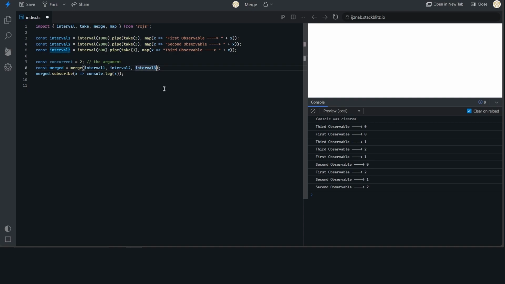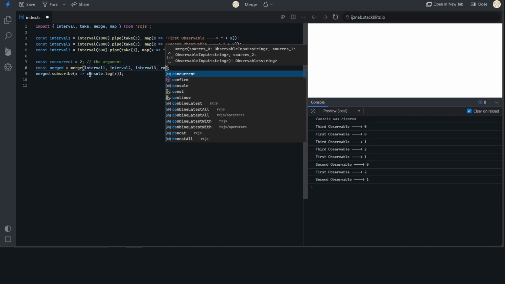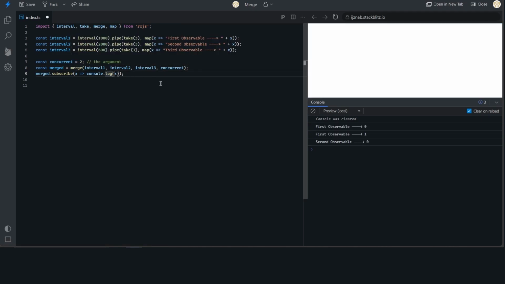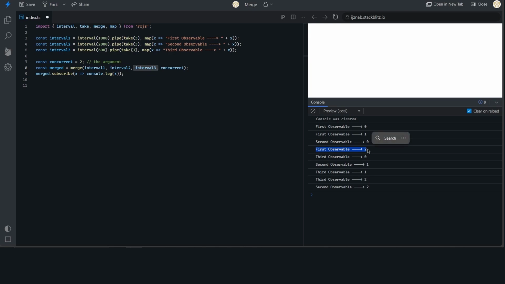There's one more thing that you should be aware of: merge accepts the last parameter as a number. So if we pass a number here, let's say 2, it would only execute the first two observables concurrently. It will not execute the third observable. So what we see this time is the first observable emits its first two values, at 1 second and 2 seconds, and then the second observable emits its first value, and then the first observable emits its last value, at 3 seconds.